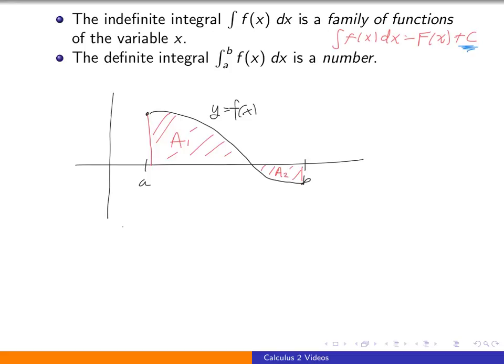So in this case, we would say that the definite integral from a to b is equal to A1 minus A2. And the language that we would use is we would call this a net difference of enclosed areas. So note, areas by definition are always positive. We take that area enclosed below the x-axis, and we subtract away that positive area enclosed below. So A1 minus A2.